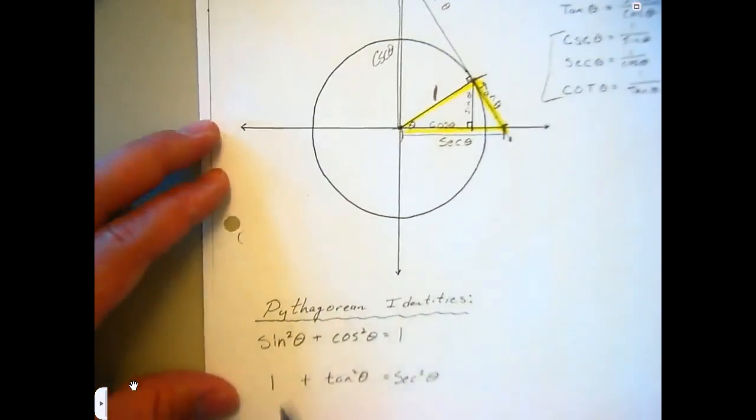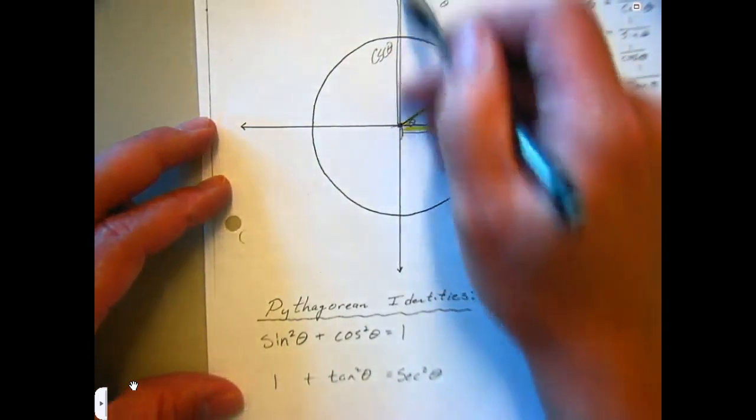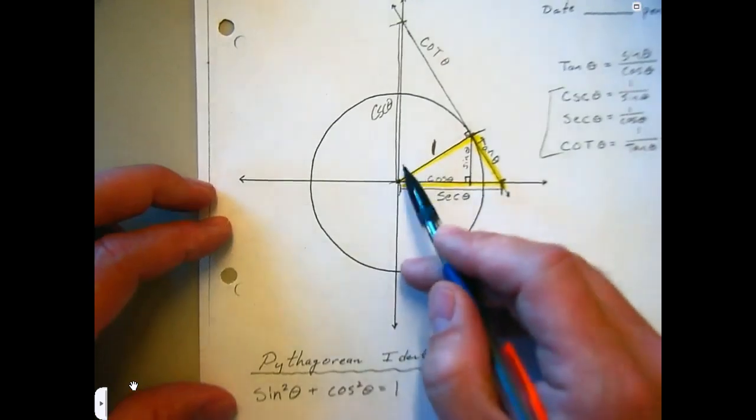All right, the last one we're going to do is this one right here. Write that Pythagorean identity, please. For that other term.